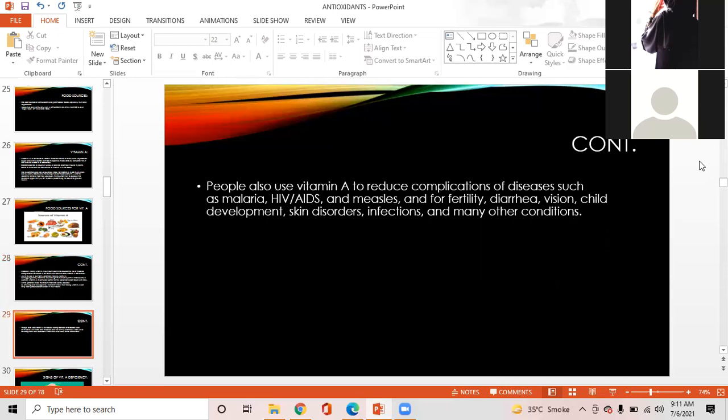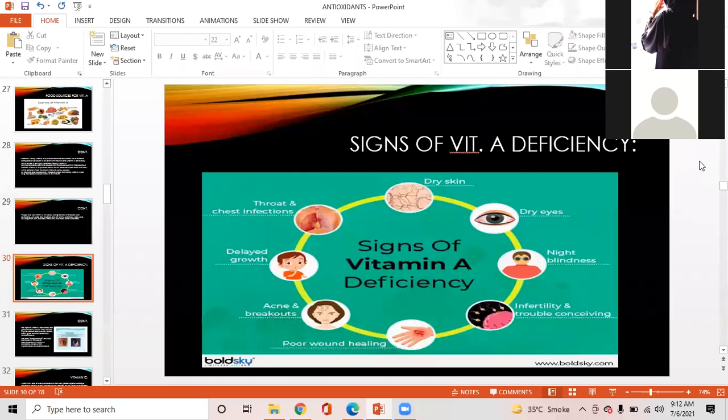People also use vitamin A to reduce complications of diseases such as malaria, HIV/AIDS, measles, and for fertility, diarrhea, vision, child development, skin disorders, infections, and many other conditions. Signs of vitamin A deficiency. There are many signs of when vitamin A is deficient in the diet. A few are dry skin, dry eyes, night blindness, infertility, poor wound healing, acne and breakouts, delayed growth, and throat and chest infections.